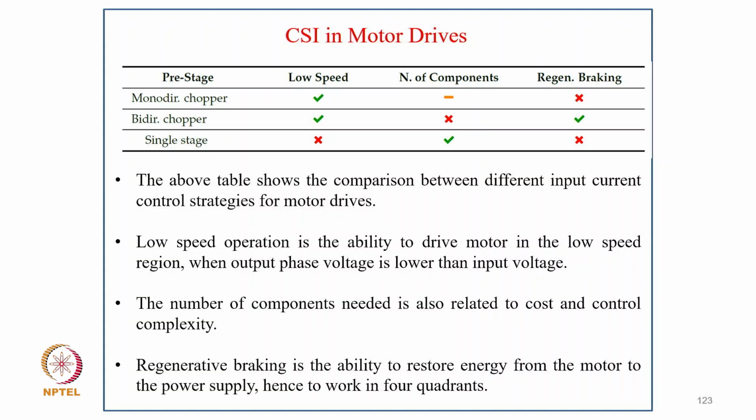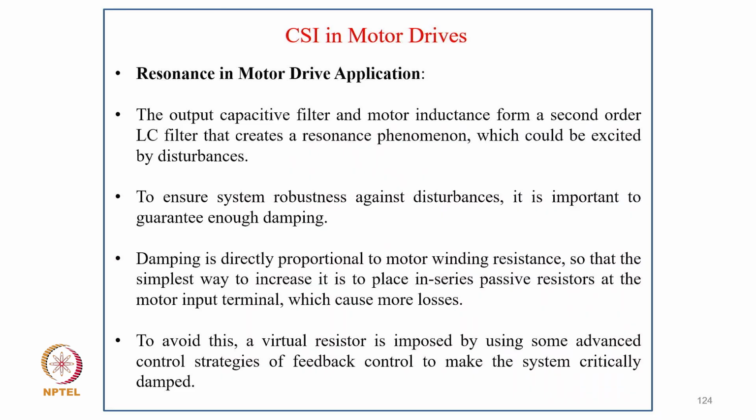Low speed operation is the ability to drive the motor in the low speed region where the output phase voltage is lower than the input voltage. The number of components needed is also related to cost and control complexity. And regenerative braking is the ability to restore energy from the motor to the power supply, hence to work in 4 quadrants.